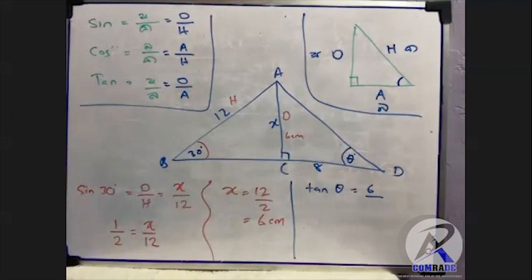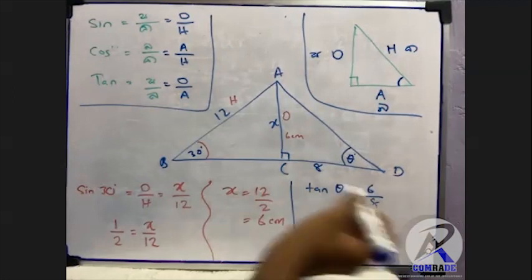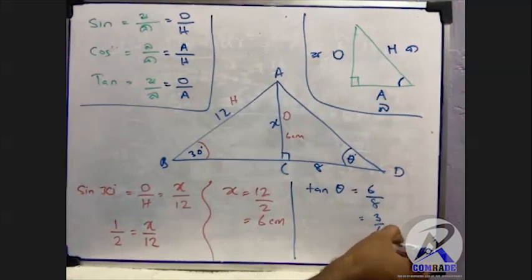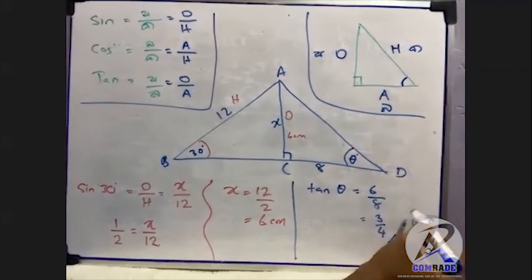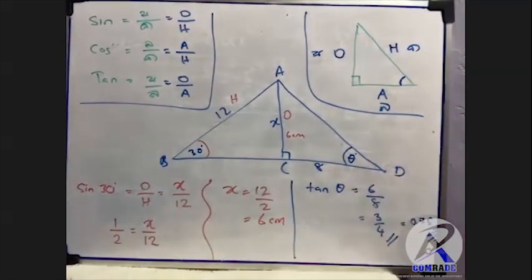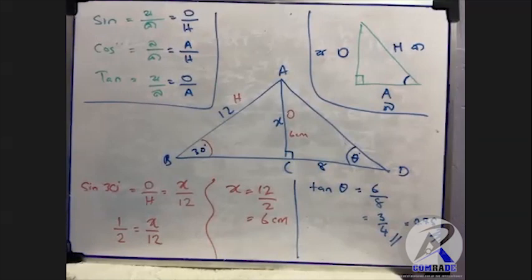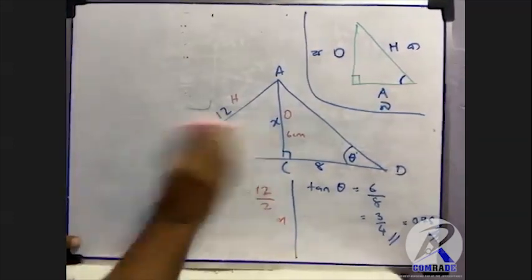Sorry for the inconvenience from the surrounding noise. So they have given this as 8, so I can write 8. So 6 over 8 means 3 over 4. You can write this as the final answer, or else convert it into 0.75 if necessary. You can go to the trigonometry book and find what angle stands for 0.75. So that part is done. Just watch it and copy this down. Okay, we'll move to the next one.